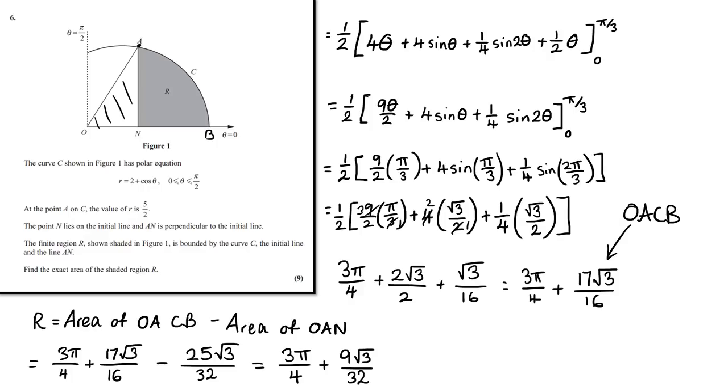So not the prettiest answer, but that is our exact area of the shaded region R. So that's equal to R. Okay, so that gets us our 9 marks there. And hopefully my answer isn't too disjointed, and hopefully you followed along quite nicely. So that gives our solution there to question 6.